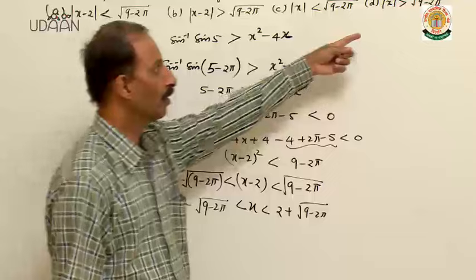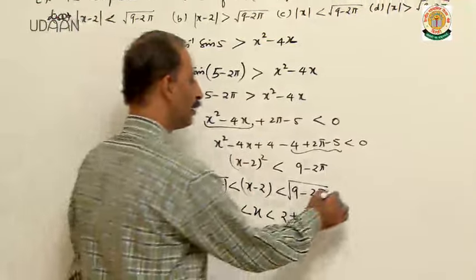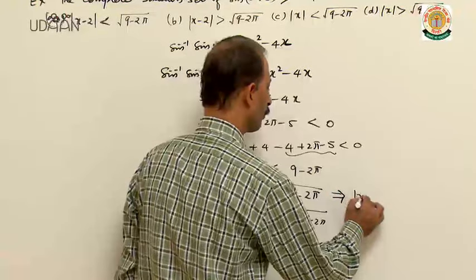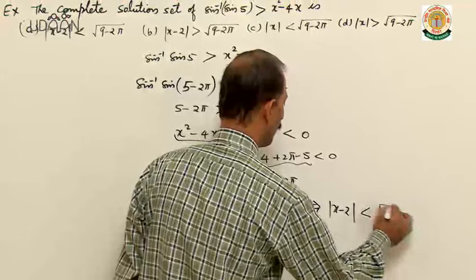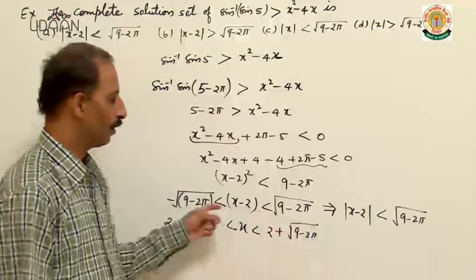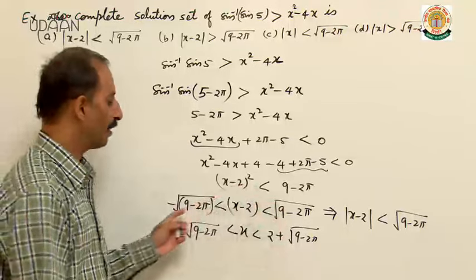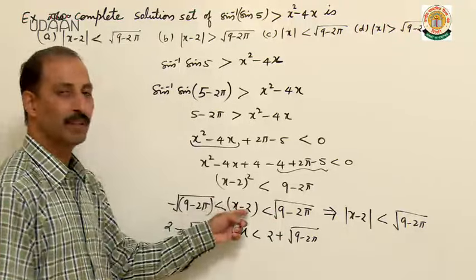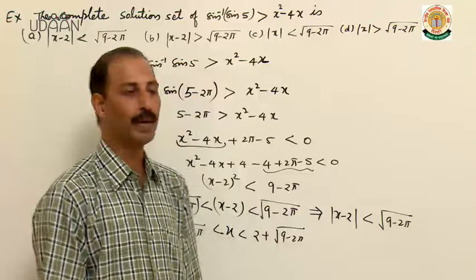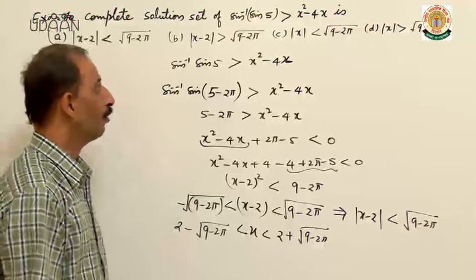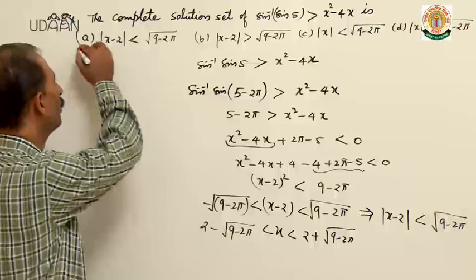So in terms of x, this option will not match. But if you take x minus 2, we can write it this way also. x minus 2 is less than root 9 minus 2 pi and greater than minus root 9 minus 2 pi. We can write this as modulus of x minus 2 is less than root 9 minus 2 pi. So you can check which value of x satisfies this. So A option is your correct option.